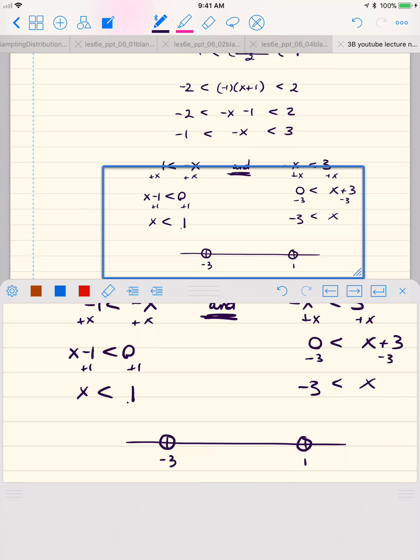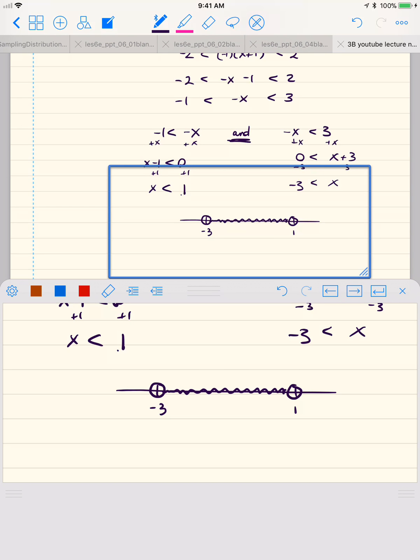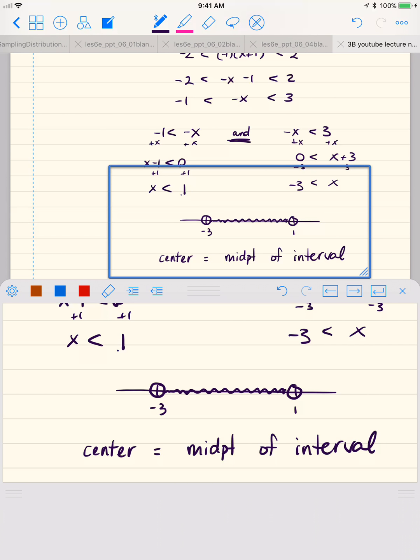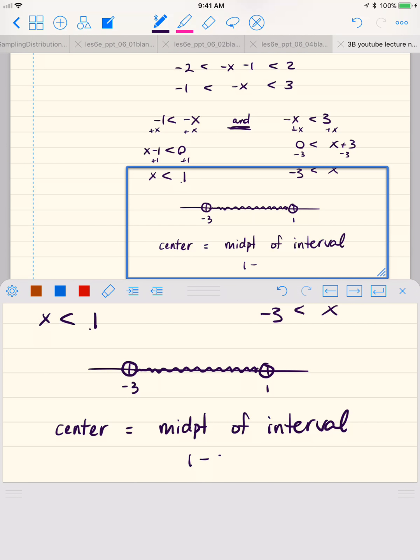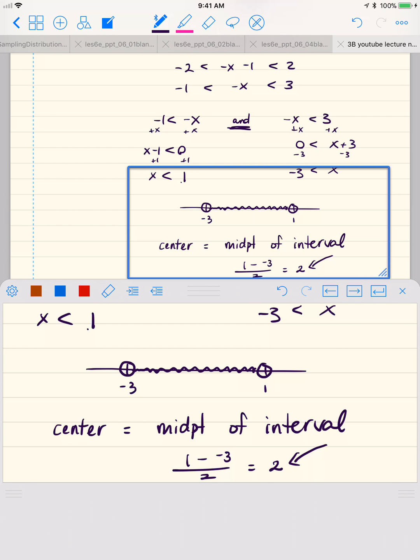from -3 to 1. And then we could find the center by finding the midpoint. And so the center would be equal to the midpoint of the interval. And what is the midpoint? Well, we could say 1 minus -3, over 2 is going to be, what is that, 4 over 2, which is 2. So this is going to be the radius. So we need this plus an endpoint, right? So in other words, this whole distance is 4. So half of this distance is 2.